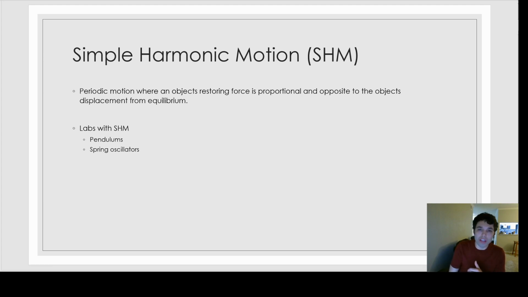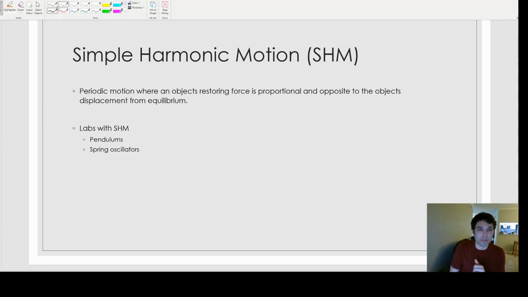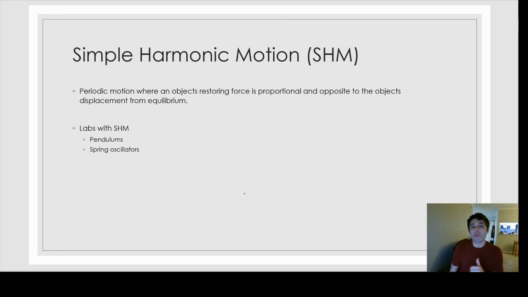Before we look at those different terms, I want to talk about some labs that we would have done if we weren't on quarantine at home. It's going to help us with this definition of restoring force. There are two labs we usually do: one with the pendulum and one with the spring oscillator. We kind of combine them into one big lab. For the pendulum, we take a pendulum like this. A pendulum, if you don't know, is just an object hanging from a string. If you let it go by itself, this is where it wants to hang. It wants to be at its equilibrium position.